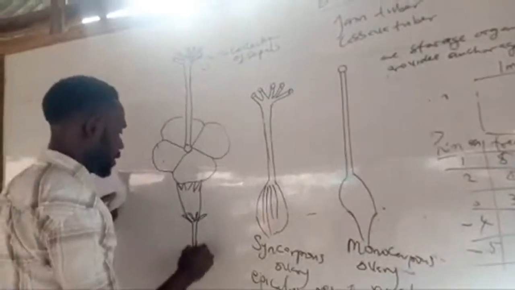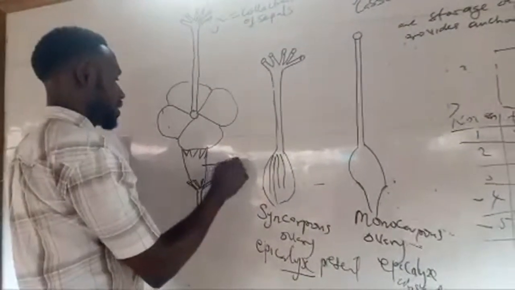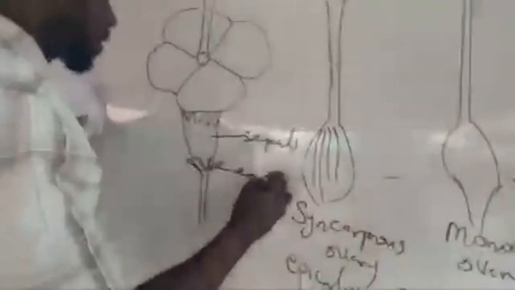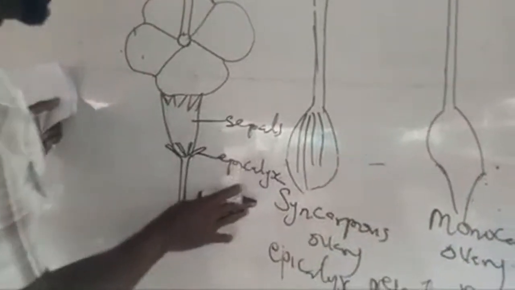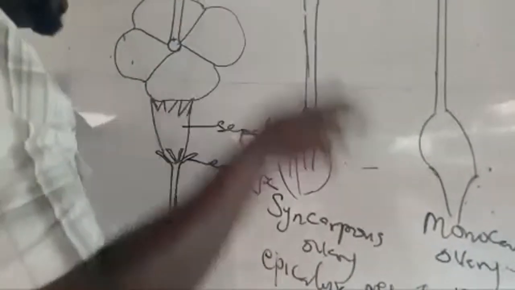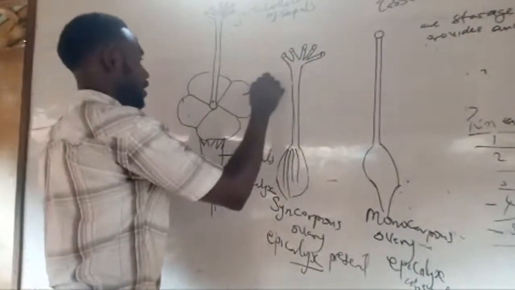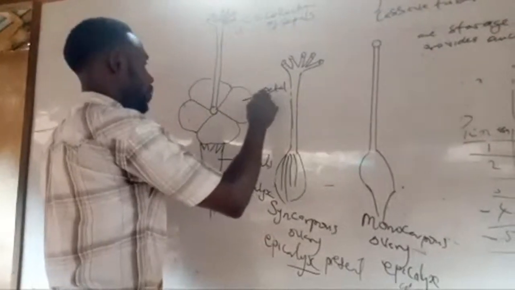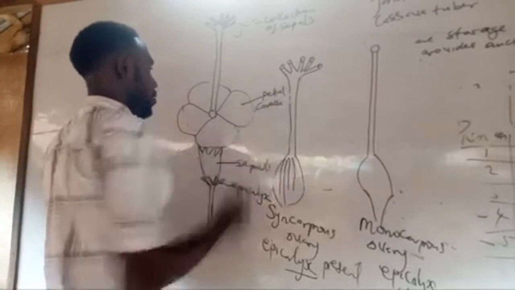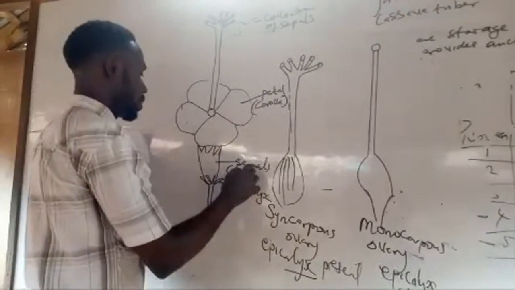Now this one is what we call the calyx. That's collection of sepals. These are the sepals. Then this one on top of it is what we call epicalyx. It's only for the hibiscus flower where you can find this type. It is absent in the so-called flame of the forest. Understood? Then here serves as our petal. Petals are collectively called a corolla, while sepals are collectively called calyx.